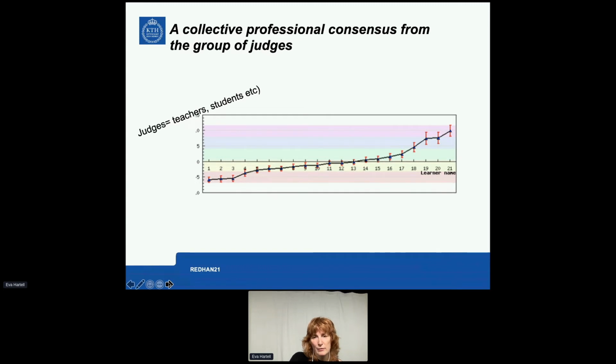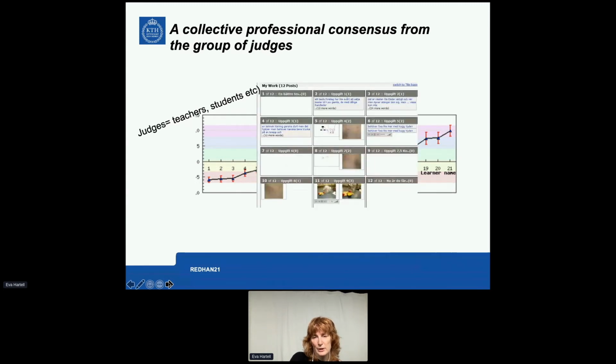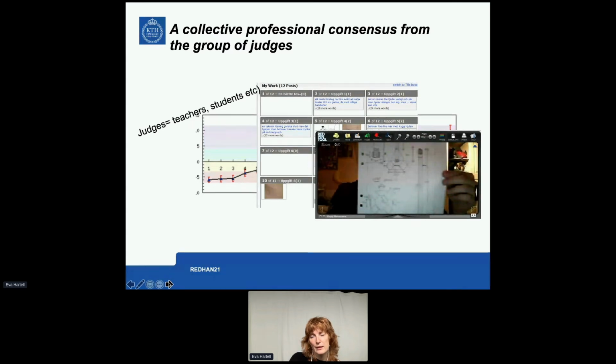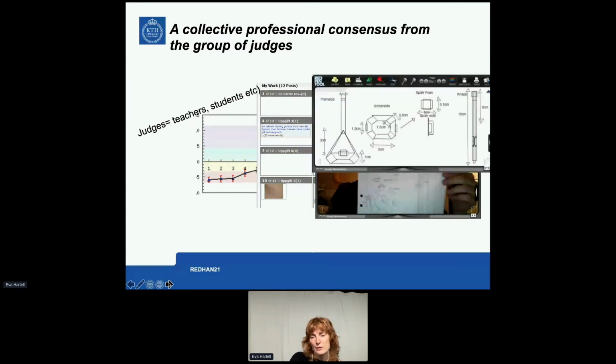You have this rank order, and then you press, and you can see the student work. Say we press number 15, for instance, and then you see the student work, and then you can press again and again, and we can see this.